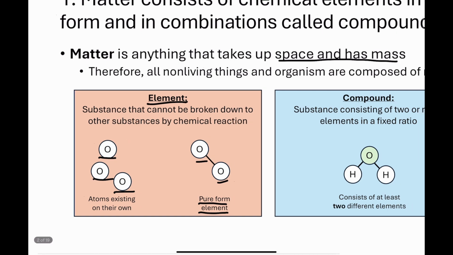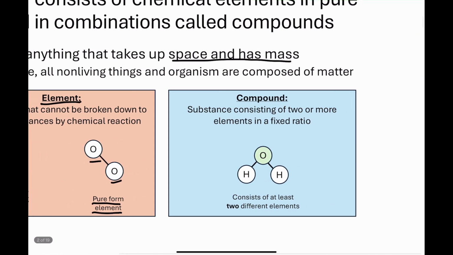So now that we've defined what an element is, we need to talk about a compound. Compounds are substances that consist of 2 or more elements in a fixed ratio. That's exactly what we're seeing here with our 2 hydrogens to our 1 oxygen, which means we have H2O, and this is just water. So water is always going to have this 2-to-1 ratio. And if for some reason you see something that doesn't have this ratio, it is not going to be water.